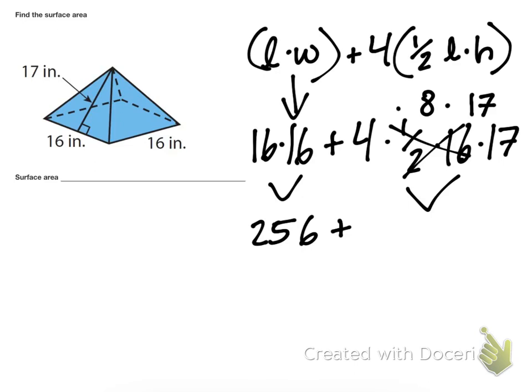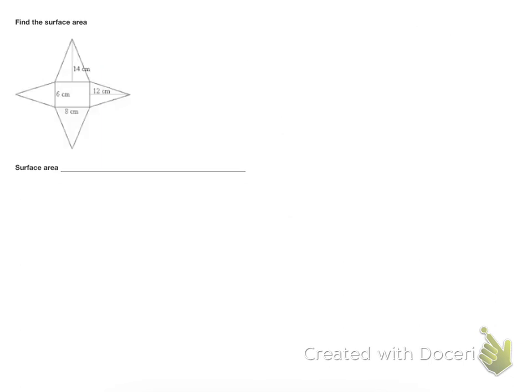Kyle, what is 4 times 8 times 17? Perfect. It's 544. So now we've done all of this together, and we just have to add in order to get it. So 544 plus 256 gets us a nice even answer of 800. Excellent. Anytime you see a pyramid with a square bottom, we know it's going to be just 4 times the area of each of our sides, because there are 4 identical sides.